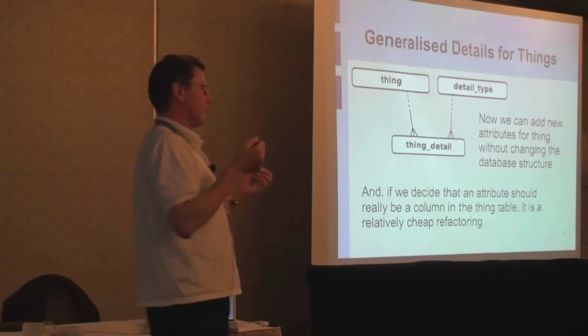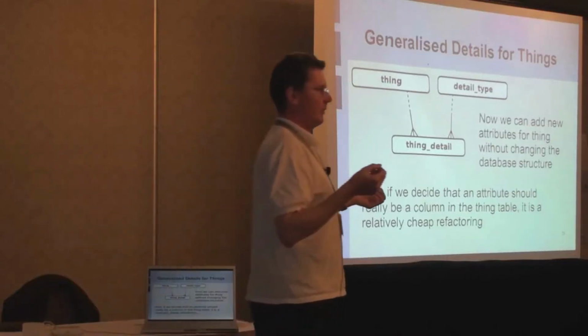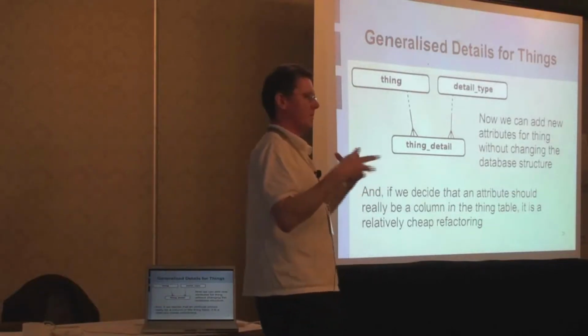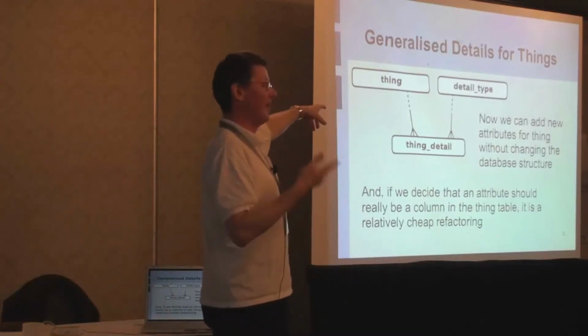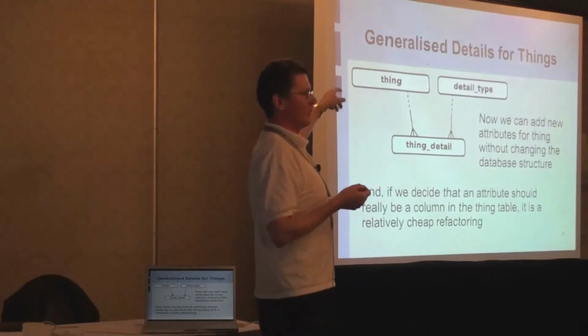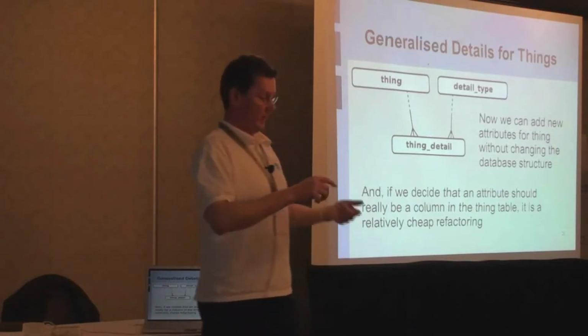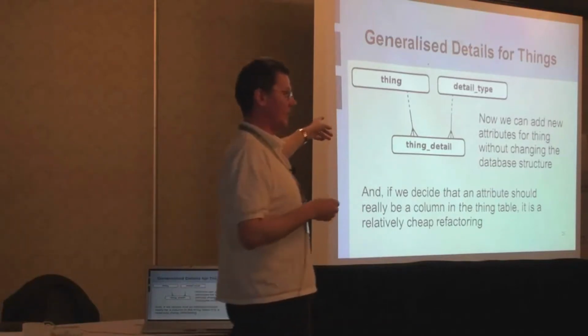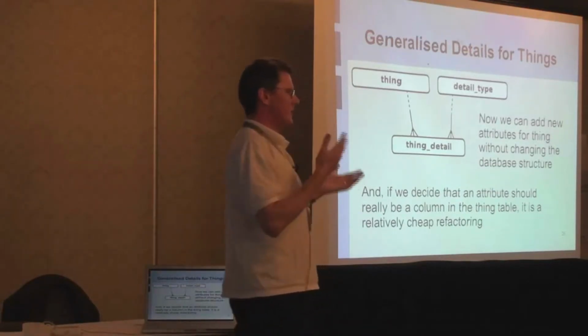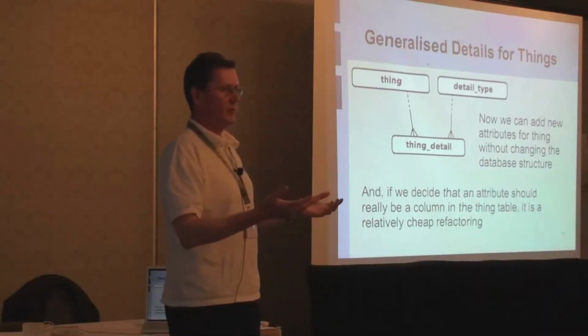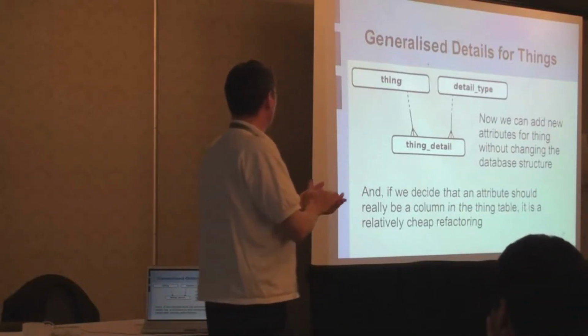If we decide later that time zone is so important, and there are problems with this model because of performance, now we've got to get our time zone, we've got to go not just to the thing table but to the thing detail. And if we need time zone and gender, we've got to go to the thing detail table twice. So we may get some performance problems from this. We gain flexibility, but maybe it's going to cost us in performance.